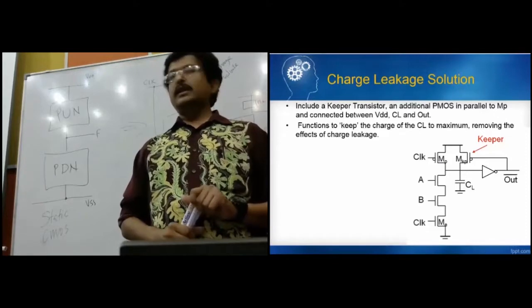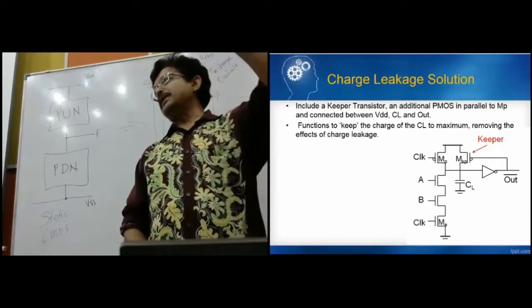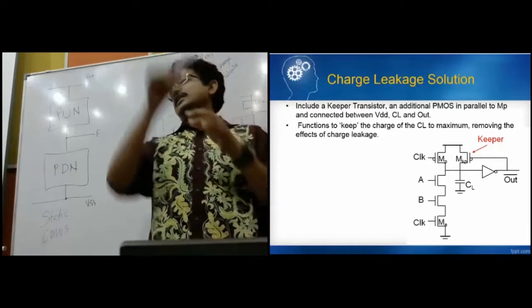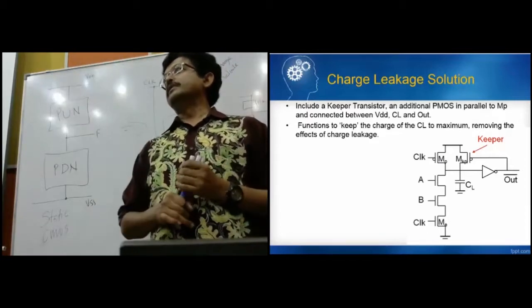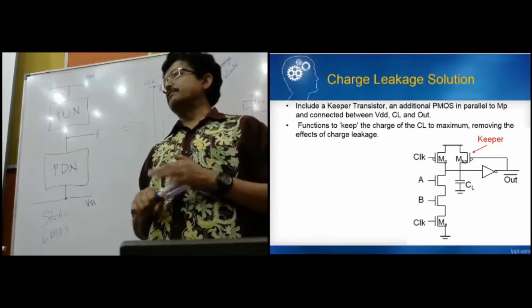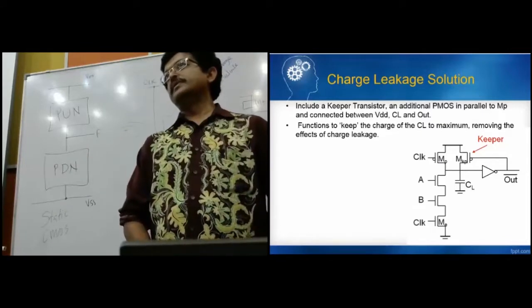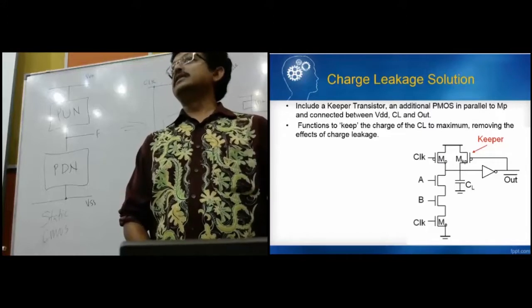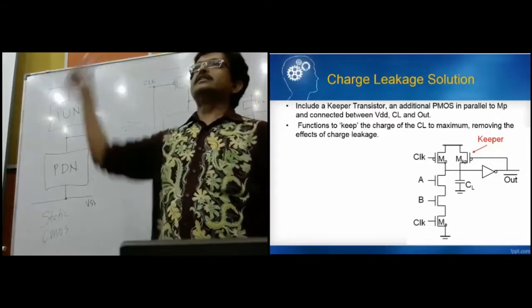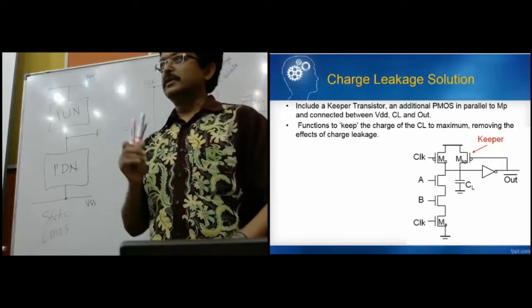Why do you think it's called a keeper transistor? Dia akan simpan charge ke nilai maksimum kapasitor. Dia sentiasa memastikan charge pada kapasitor itu adalah pada nilai maksimum. Itu maksud dia keeper. Okay, it keeps the charge at the maximum level. Okay, does it actually solve the leakage? Dia tidak akan menyelesaikan leakage. Leakage itu masih akan berlaku. Tetapi the keeper itu akan sentiasa charge the capacitor. So the capacitor, even though it leaks, it is always full.